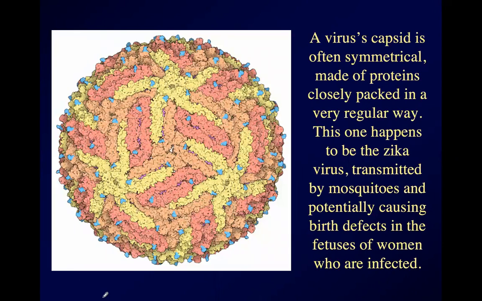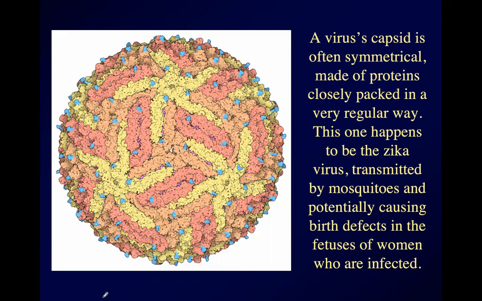So that's what one particular virus looks like. The virus's capsid is made of proteins that pack together, often in a very regular and symmetrical way. Sometimes they look like soccer balls. This particular one happens to be the Zika virus. This is one that we were freaking out about a few years ago, back before COVID, back in the before time. Before we were worried about coronavirus, we worried about Zika, because Zika is transmitted by mosquitoes and it has the potential to cause birth defects in the fetuses of infected women.